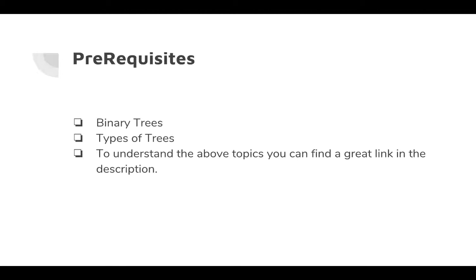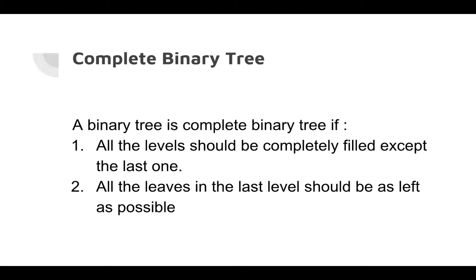Before moving on to a binary heap, you should know what a complete binary tree is. A binary tree is a complete binary tree if all the levels are completely filled except the last one, and all the leaves in the last level are as far left as possible. So what does this mean? Let's look at a complete binary tree.